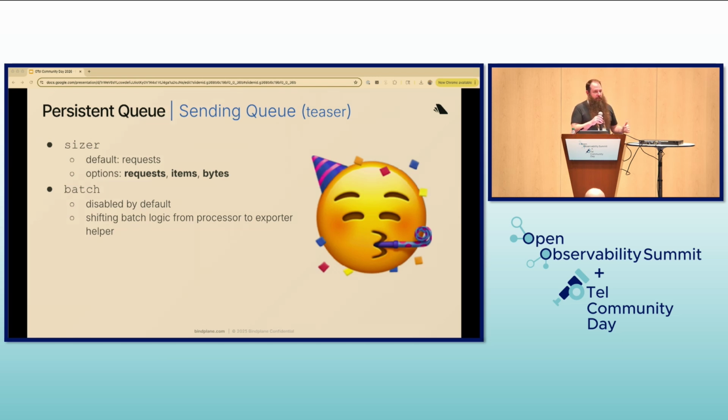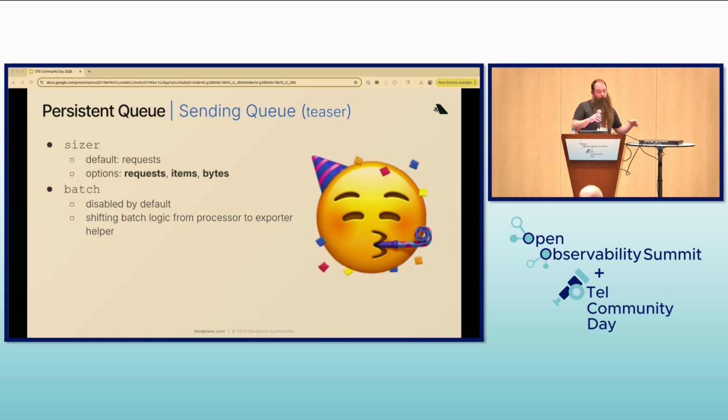But the new feature and functionality is the ability to size the queue based on the number of items as well as by size or bytes. I'm really excited about this. Again, it's new enough that I don't have a ton of experience, but I want to call it out so people are aware of it. And then the final one here is the batch itself.